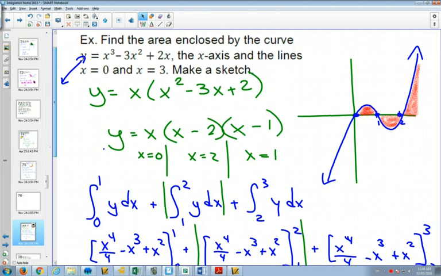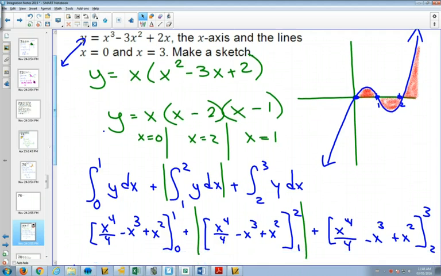So notice what I did here so I didn't have to write so much, because it would get a little bit annoying to write x cubed minus 3x squared plus 2x 3 different times. So since that's equal to y, I just wrote y instead. And I split up my integral from 0 to 1, 1 to 2, and then 2 to 3. And I put green absolute value bars around that middle part because I knew from my graph that that was negative.